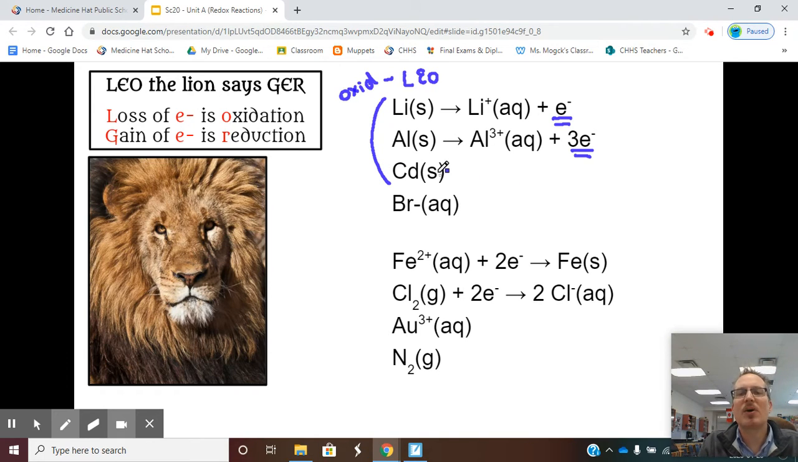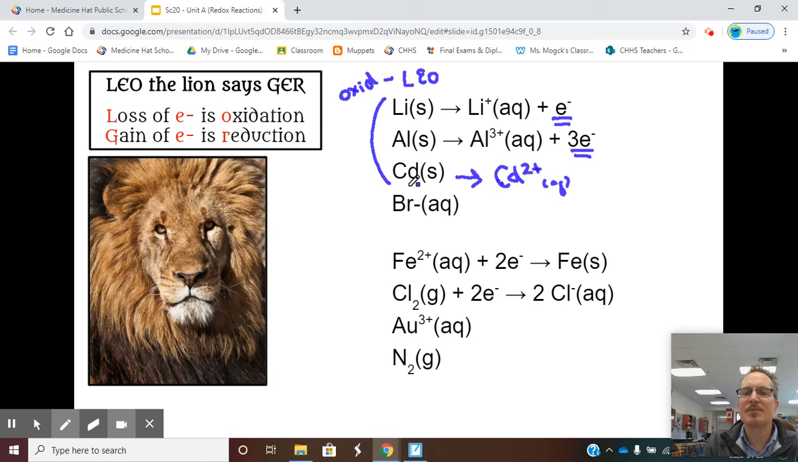So let's show how we can do these by using our data booklet. In your data booklet, I would like you to find cadmium. Cadmium is element number 48. So we have cadmium, Cd. And if you look, the charge on cadmium is 2 positive. Anytime we write something with a charge, we call it aqueous. Ions are always aqueous. So how do I write this out in a half reaction properly?